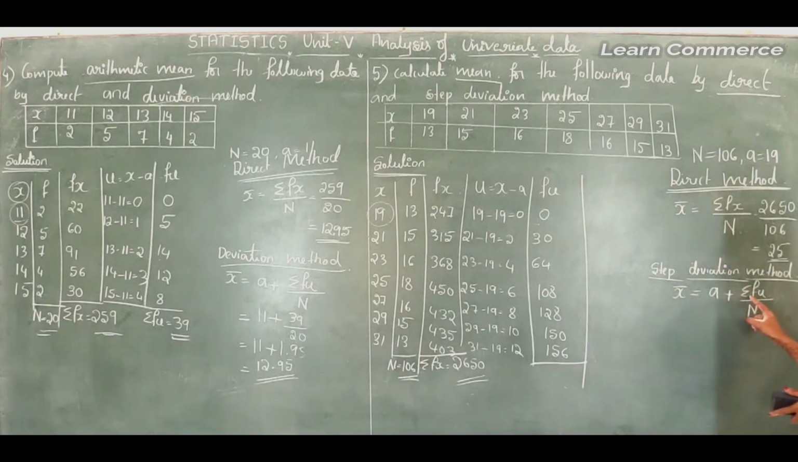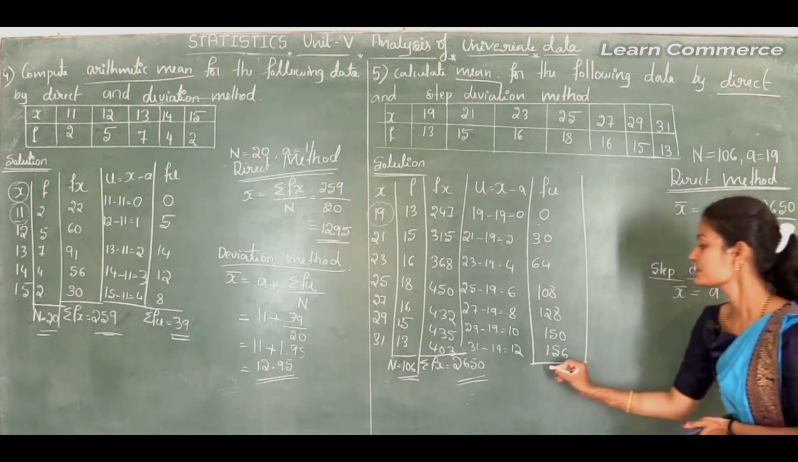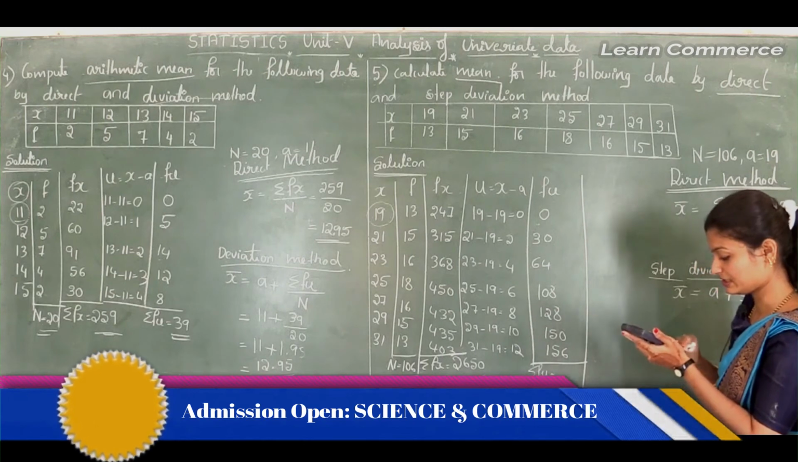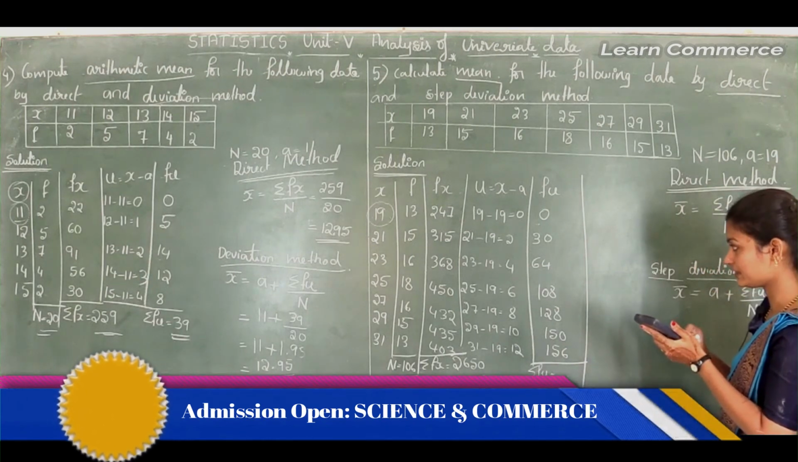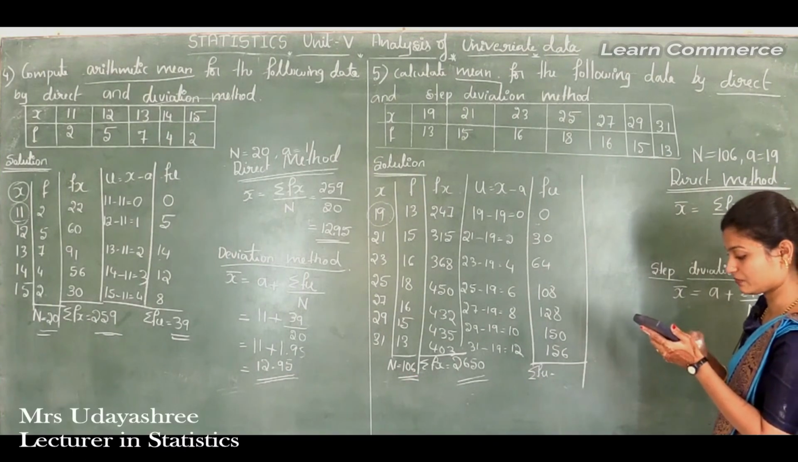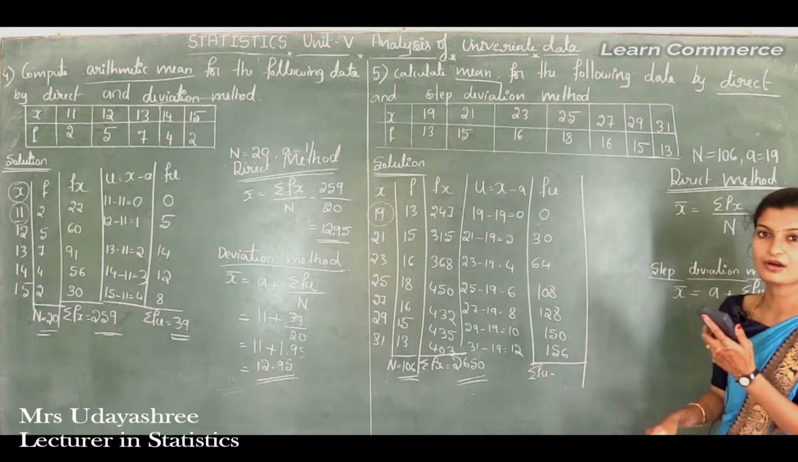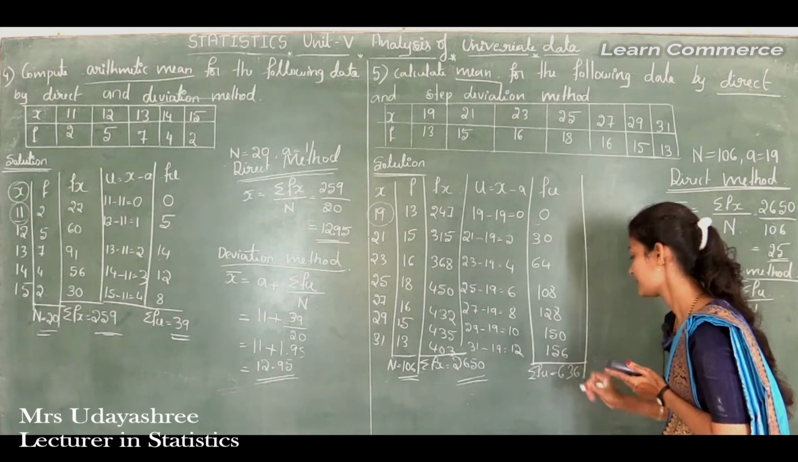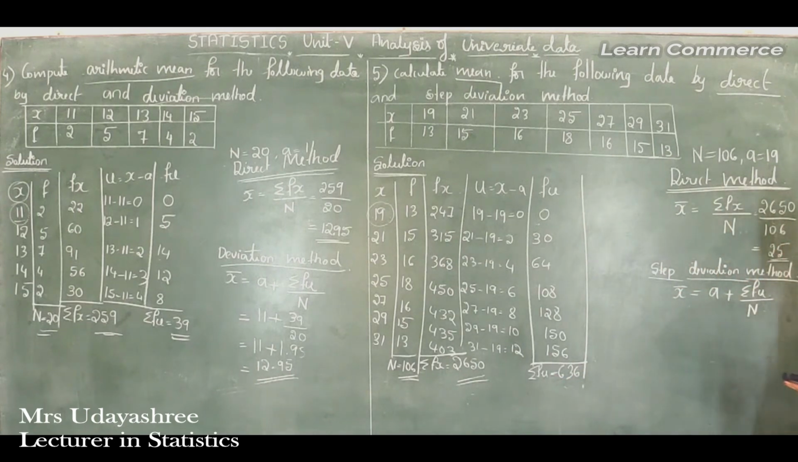Based on the formula we need the sum of f into u. So here the sum of f into u is 30 plus 64 plus 108 plus 128 plus 150 plus 156. So the sum of f into u is 636.